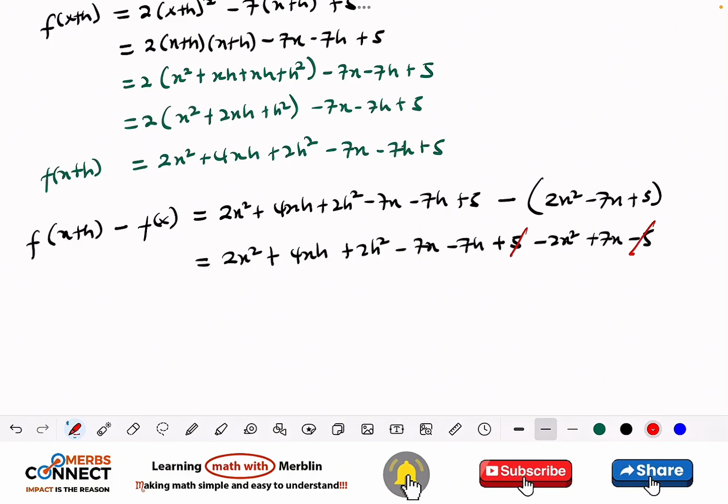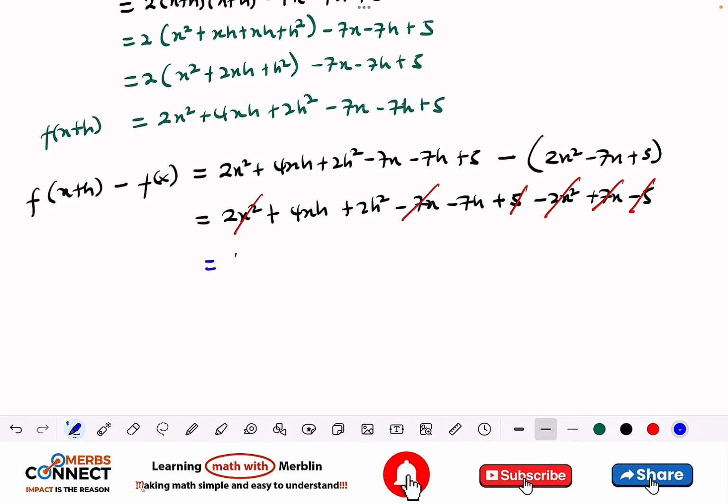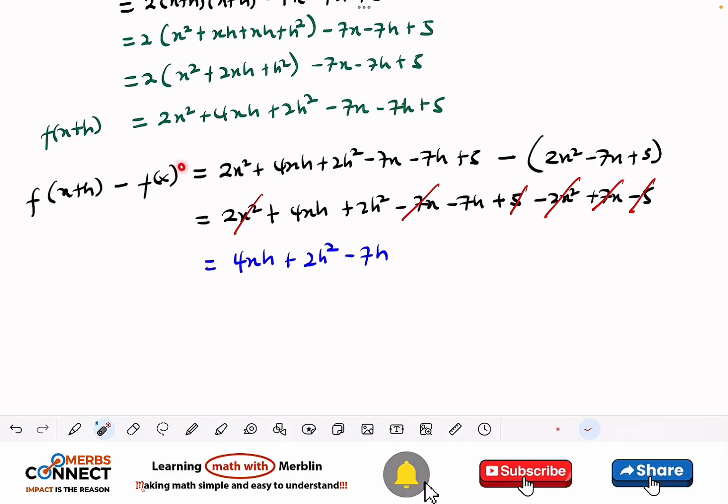Minus 5 cancels 5, 7x cancels 7x, minus 2x squared cancels this, and we will be left with 4xh plus 2h squared minus 7h. Anytime you finish f of x plus h minus f of x, one trick you need to remember is that all of your terms here should have h. So you see that this is h, h, h. You should have h inside, and all the terms without h should go away. This has no h, this has no h. The ones without h will just go away.